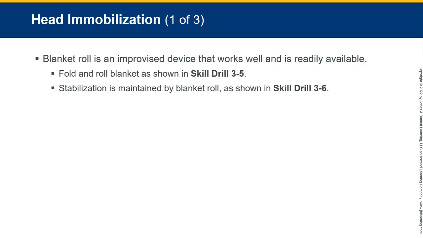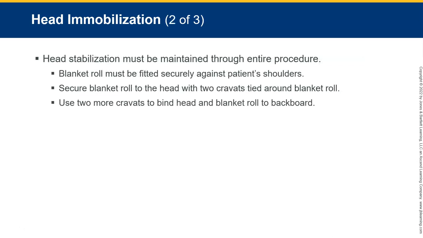A blanket roll is an improvised device that works well and is readily available. It will show you in your book in a skill drill what that looks like. It works well and is almost always available. Once again, it's an improvised device. So we talked about being able to improvise in the event that you need to.